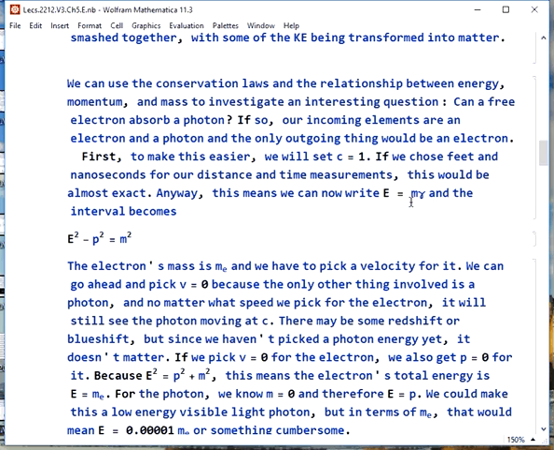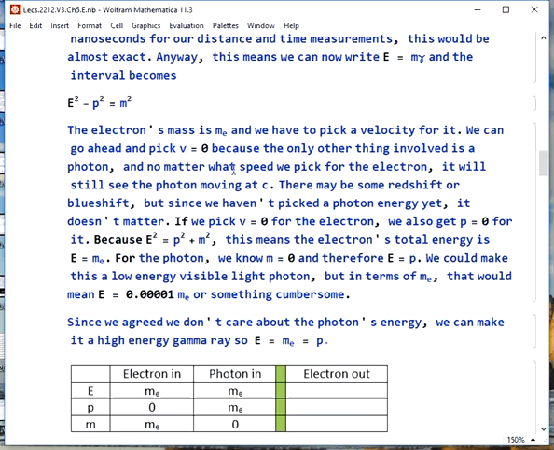You do this a lot of times in physics. If, for example, we chose feet and nanoseconds instead of meters and seconds for our distance and time, we'd get almost c equals 1 exactly. Now we can just write E equals m gamma, and our interval looks like this: E squared minus P squared equals m squared. The electron's mass we can write as me, and we have to pick some velocity for it. We don't lose anything if we pick its velocity as being equal to 0, because the only other thing involved is the photon, and whatever speed we pick for the electron, it will still say the photon is moving at c. This is our second postulate. There may be some redshift or blue shift, but we haven't picked an energy yet, so it doesn't really matter.